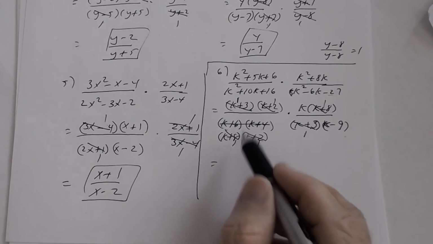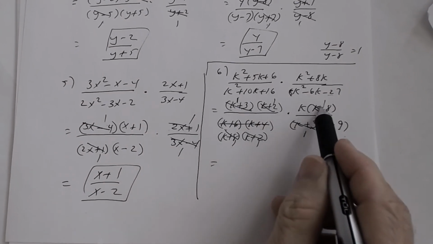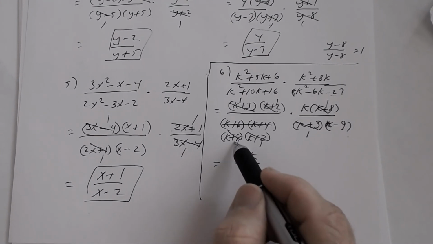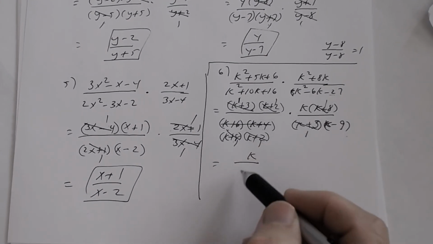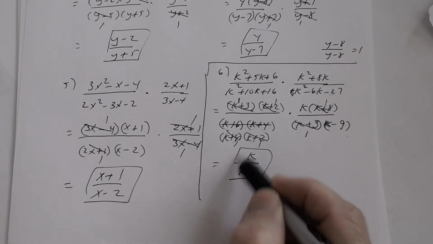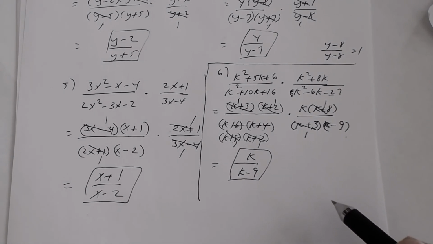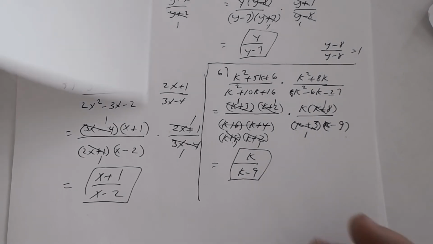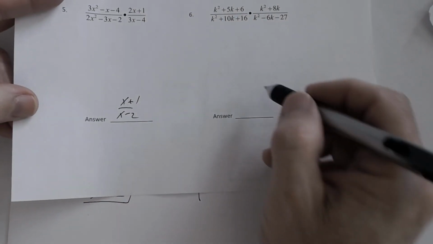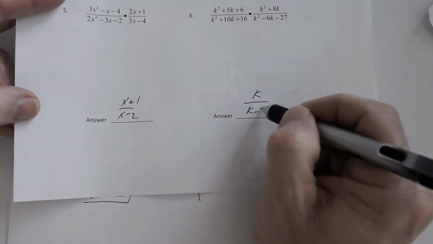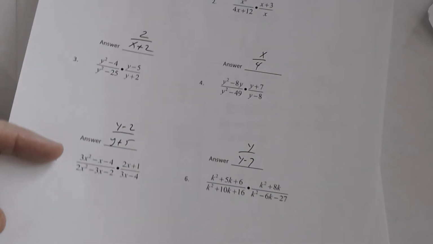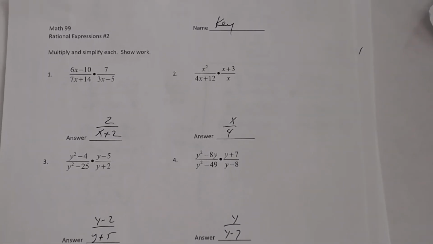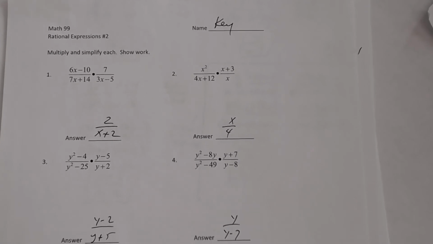All right, so make sure you fix this. And so therefore the answer is going to be 1 times k times 1 is k. And then 1 times 1 times 1 times k minus 9 is k minus 9. And there's the answer. So k divided by k minus 9. And so that's going to go here. So k divided by k minus 9. All right, so that is the key to the worksheet dealing with multiplying rational expressions.